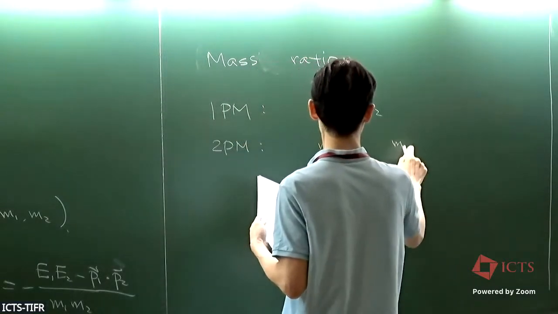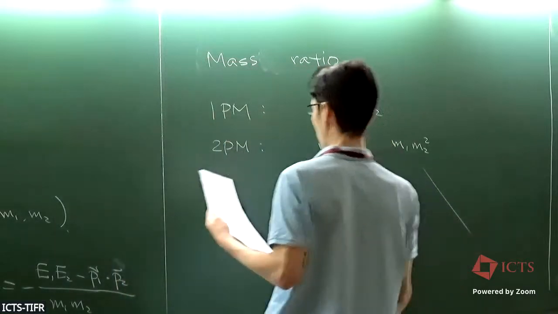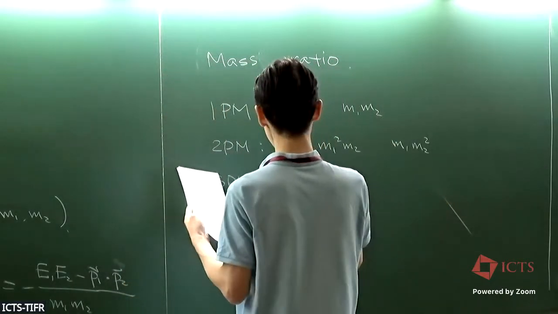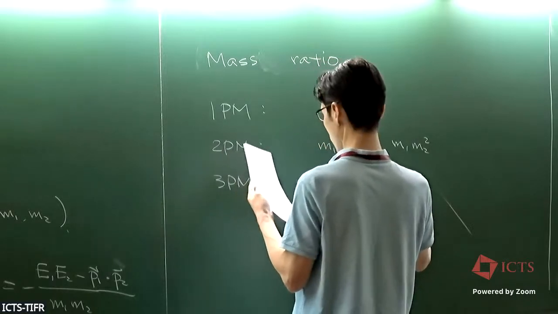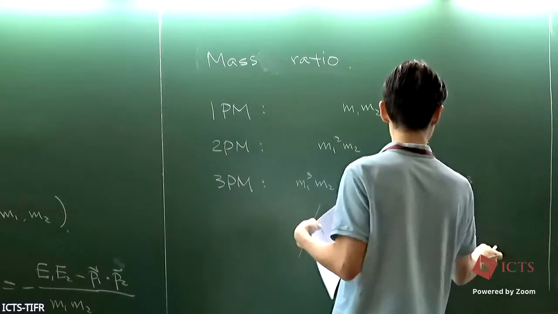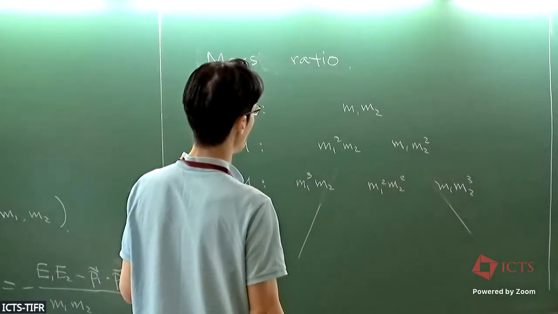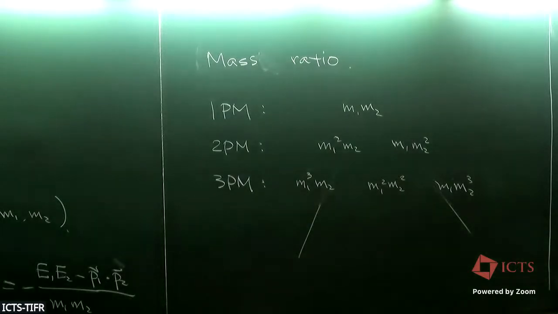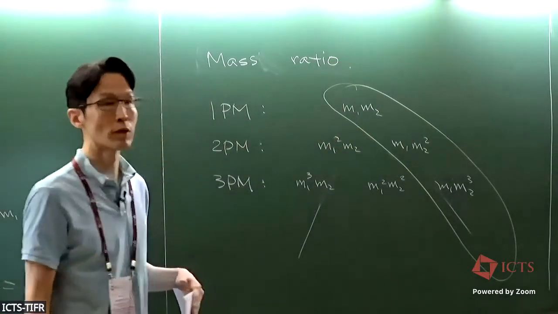So we can arrange everything in this pyramid-like way. So at 2 PM, we have two types of terms. At 3 PM, we have three types of terms, and so on and so forth. And what's sitting at the boundary of this arrangement is easily recognized as the probe limit.